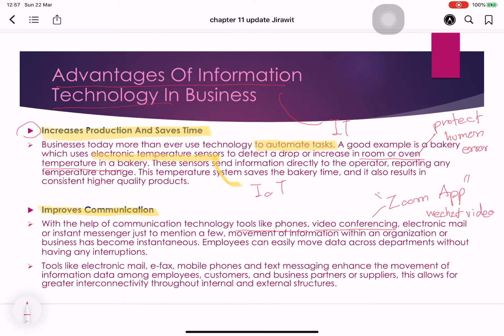And another, we can use direct mail, instant messenger, and in this classroom we have Microsoft Teams, okay, or email, fax, mobile phone, text messenger to enhance the movement of information among us, among employees and the customer, with the teacher and students. These are advantages of information technology in business.